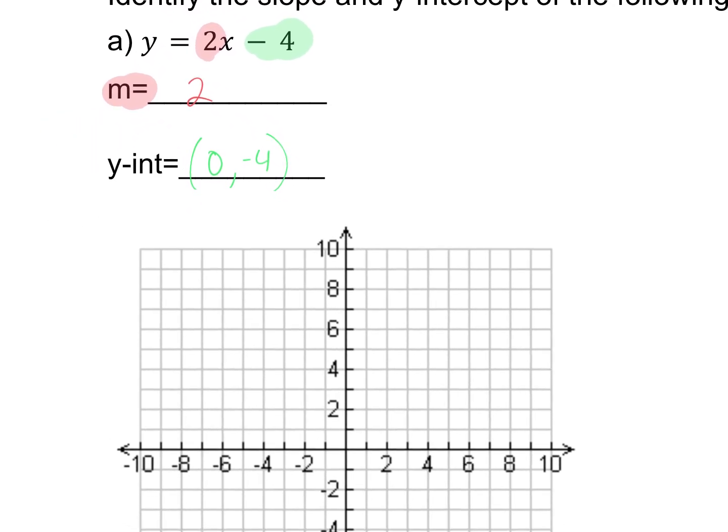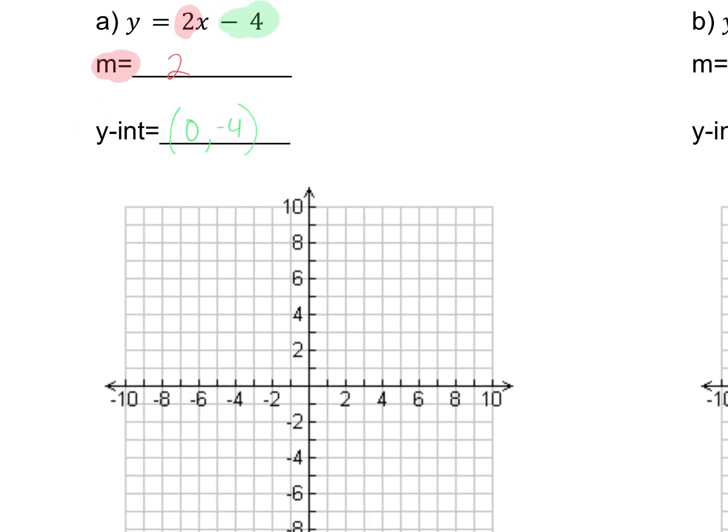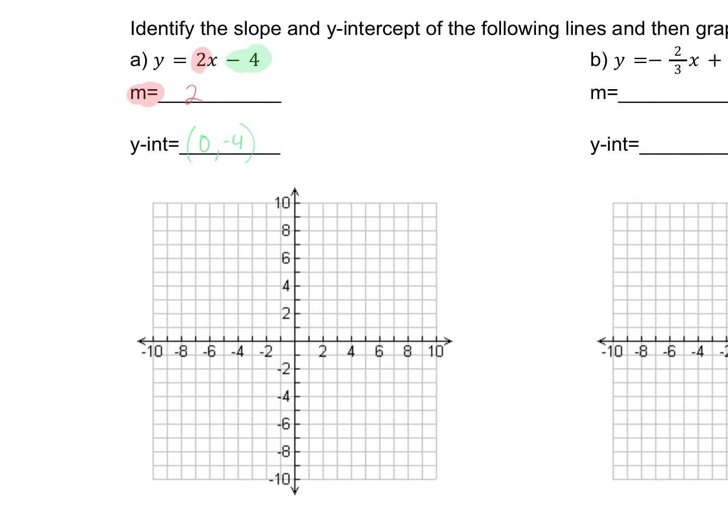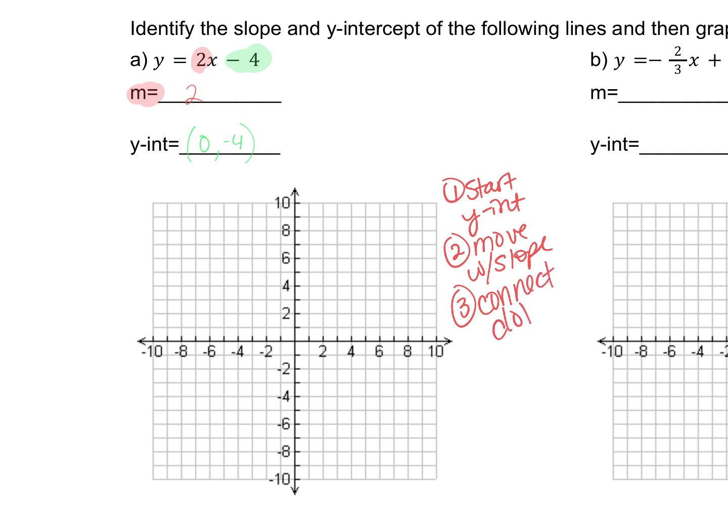Now let's graph some lines. Oops, sorry, I'm having trouble zooming here. Step 1 is start at your y-intercept. Step 2 is move with your slope. Then connect the dots and draw lines, or draw arrows, I mean.